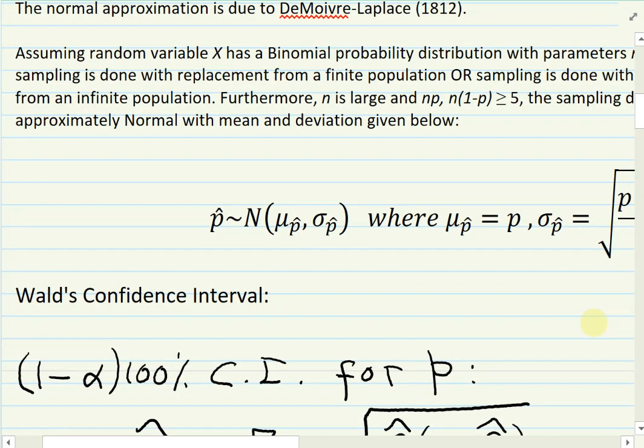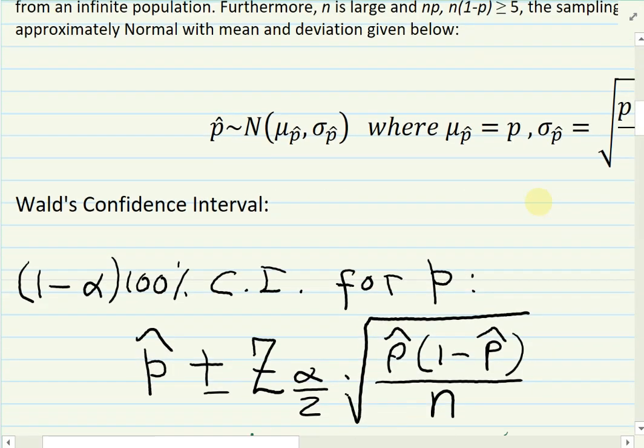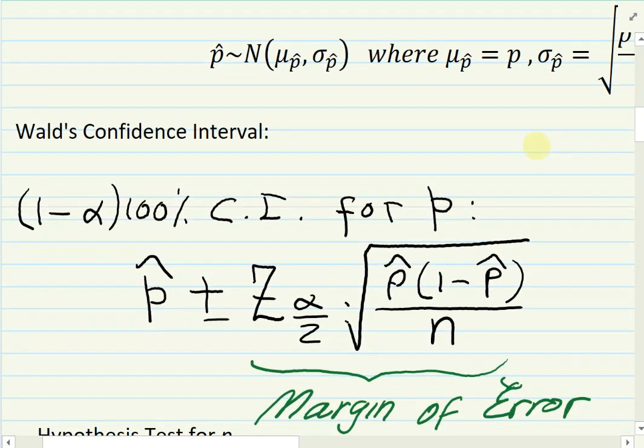Now, there are several ways we can construct confidence intervals and do hypothesis tests about proportions. We're going to take a look at the most common one in most literature and textbooks, commonly known as Wald's confidence interval, which is named after Abraham Wald, who actually worked on this confidence interval. And there you have the formula.